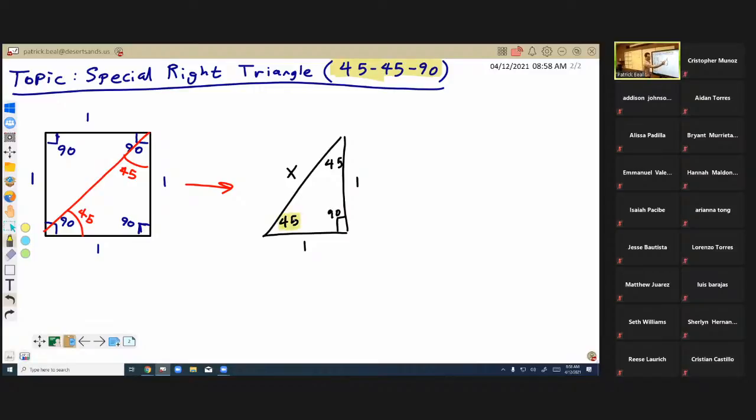The angles are 45 degrees, 45 degrees, and 90 degrees. And we know that because it's half of a square. You start with a square, you cut it in half, you will always get these angle measurements. And because it's taken from a square, these two legs will always be the same size. Right? If this is 1, then this side is also going to be 1. Now, what about the hypotenuse?